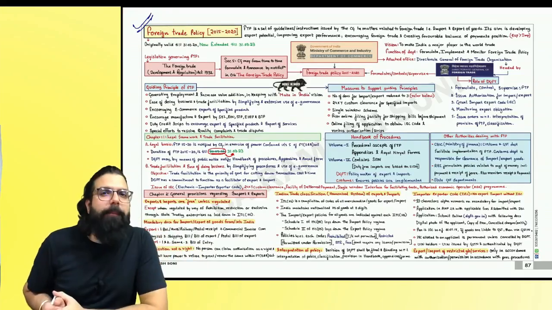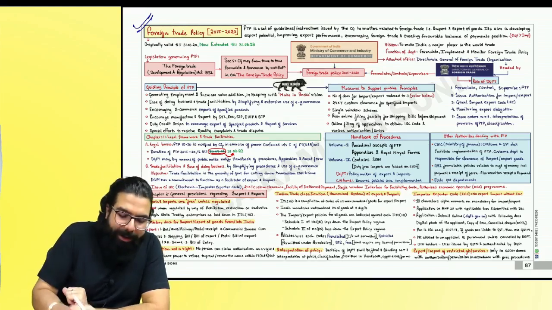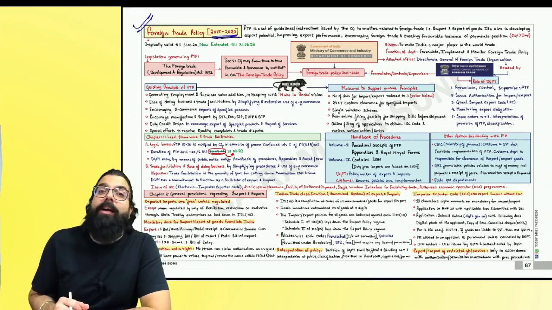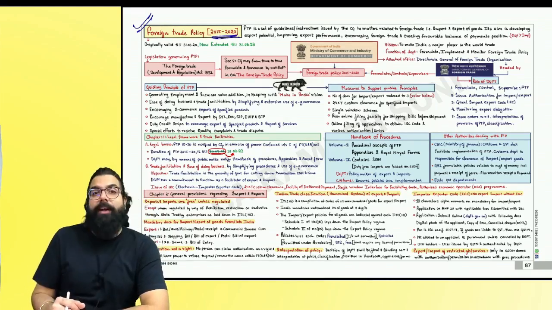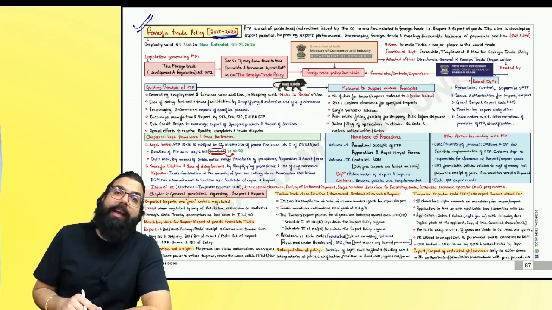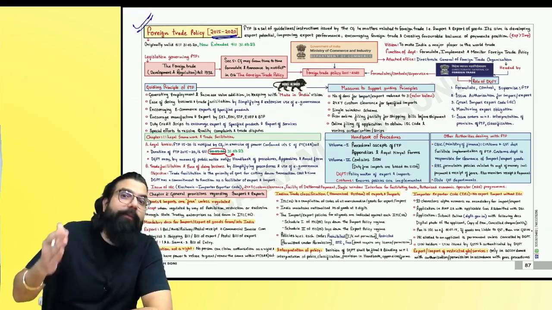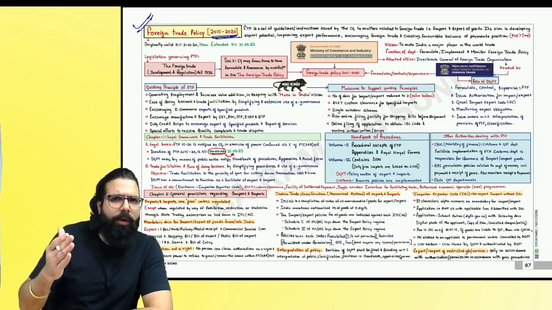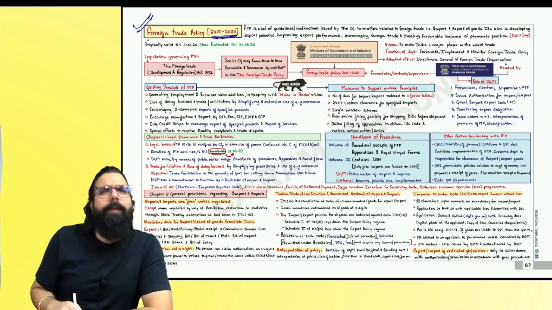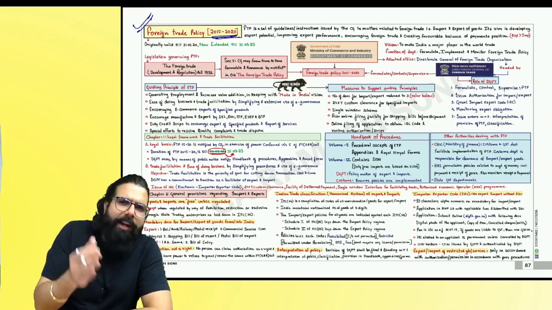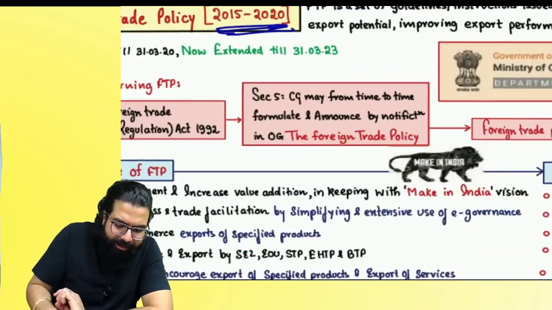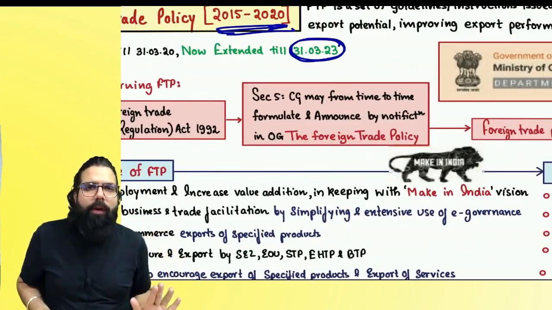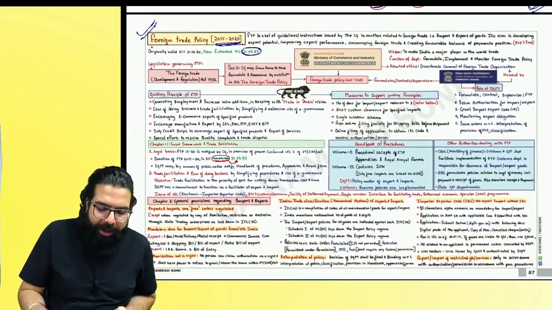Now, FTP 2015-20 was set to expire on 31st March 2020. But in 2020, COVID came, and hence they extended the foreign trade policy and kept on extending it. Are you able to understand? Now it is extended till 31st March 2023.